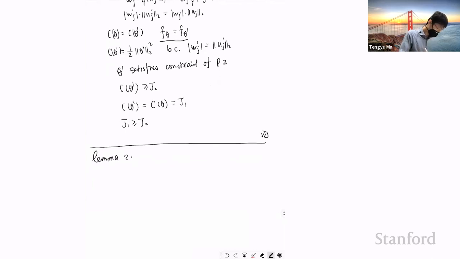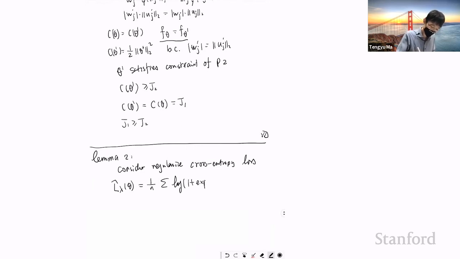So Lemma 2 is that if you consider a regularized cross entropy loss, something like L hat lambda of theta, which equals 1 over n times... I guess in this lecture, this is the first time I have ever talked about cross entropy loss, but I assume that you somewhat know what they are, right?